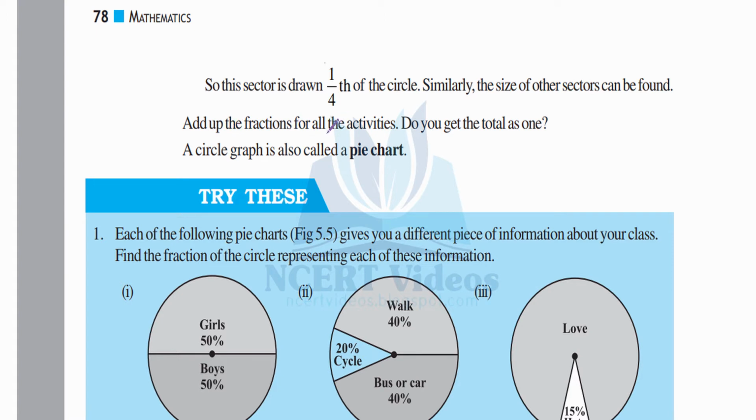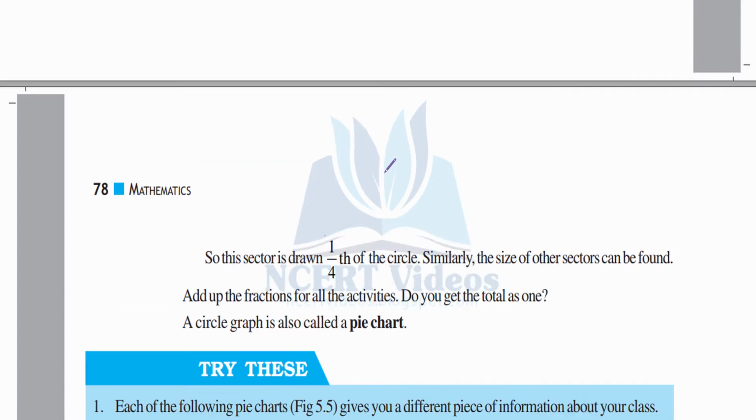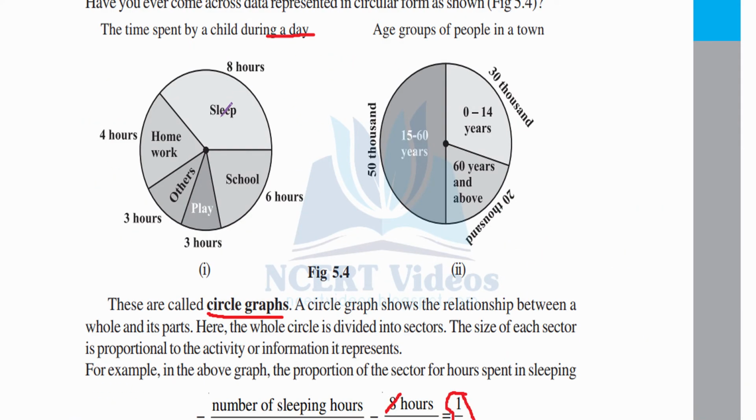Add up the fractions for all the activities. Do you get the total as 1? Yes, it should be 1 because we are talking about the whole. When we add all the small sectors, we shall get the complete whole. Therefore, a circle graph is also called a pie chart because these are small pies. Consider the pies of a cake. Bigger the pie means bigger the activity. Smaller the pie or the sector means smaller the activity of that complete event.